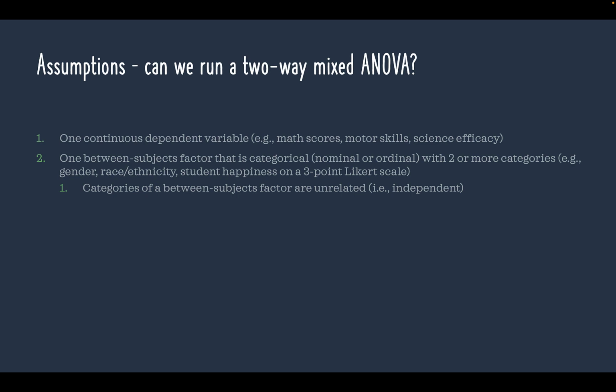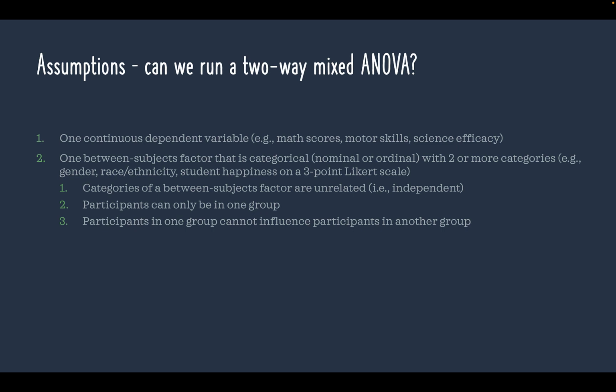Categories of a between subjects factor are unrelated, all right? So they are independent. So the genders or different races are independent of one another, all right? This means that the participants can only be in one group, and the participants in one group cannot influence participants in another group on the dependent variable.